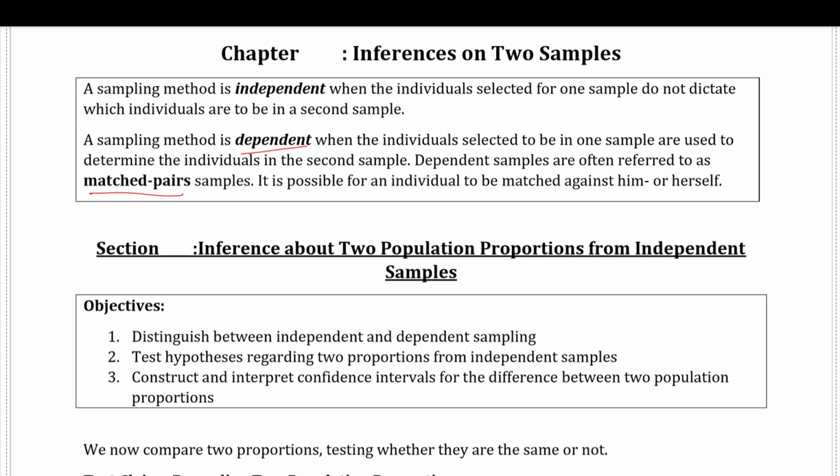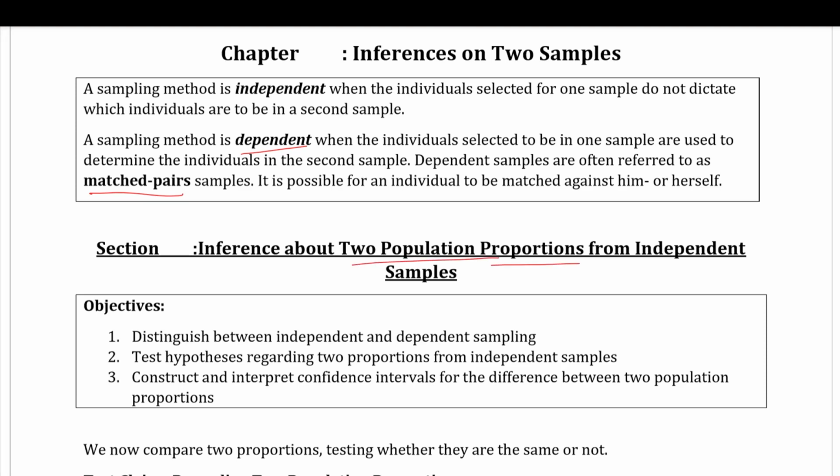For example, if you're dealing with a weight loss program, you're trying to find the effectiveness of some sort of diet, and you measure somebody's weight today, and then measure this individual's weight in the future. These are called matched pairs because one value from the before sample is matched up with a value in the future sample because it is the same individual. Again, we'll have a whole section to deal with that. But in this section, we are going to start talking about two population proportions.